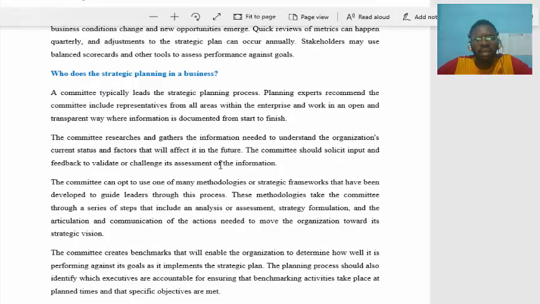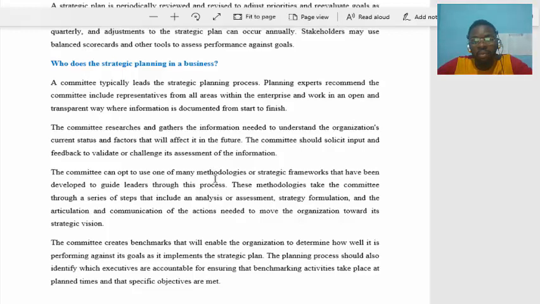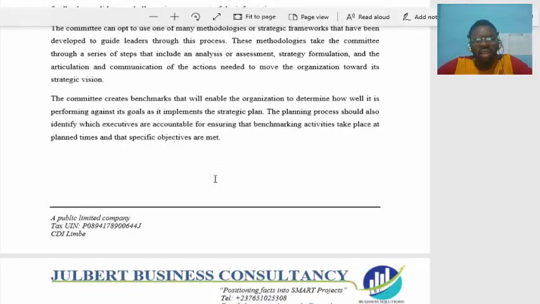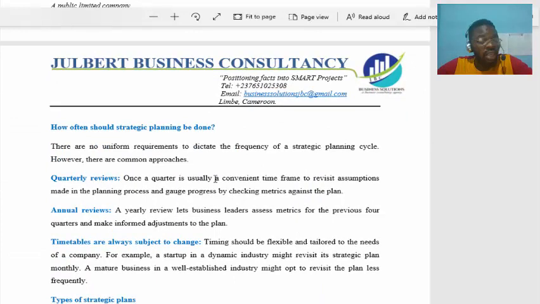We look at who does strategic planning in an organization. It all varies with the organization, but we should know that it is the top management or the owner of the business in collaboration with his functional managers that do the strategic planning in an organization.